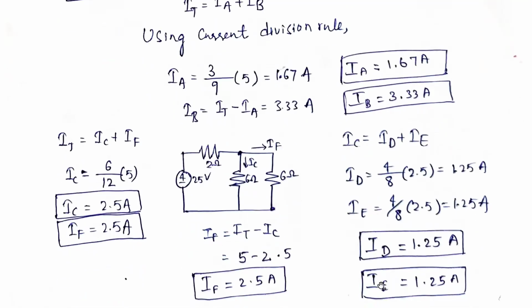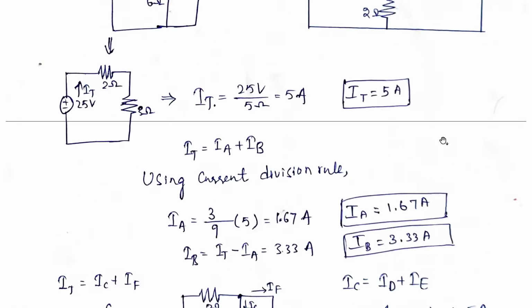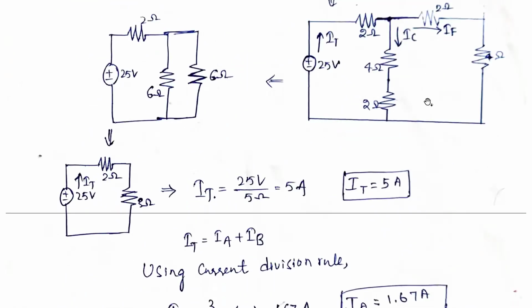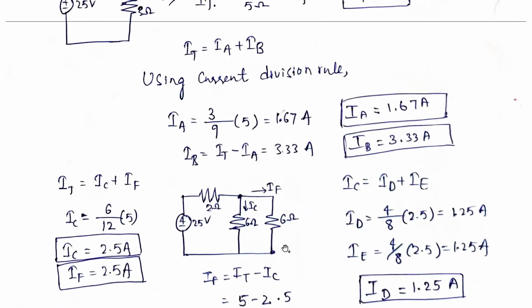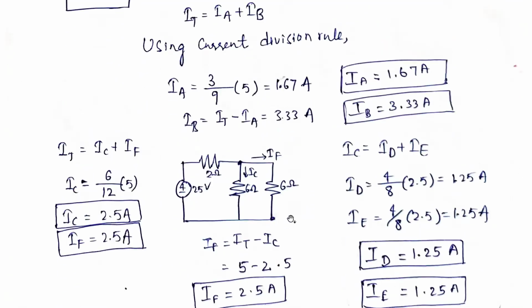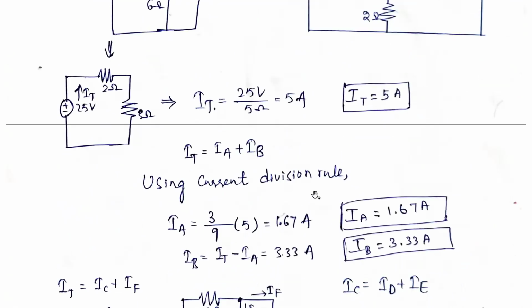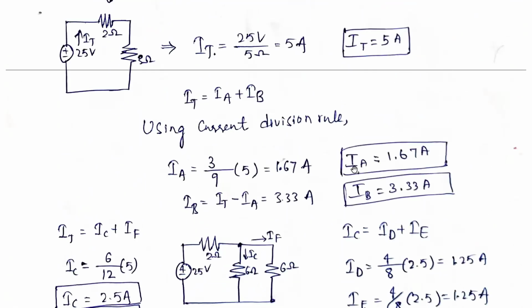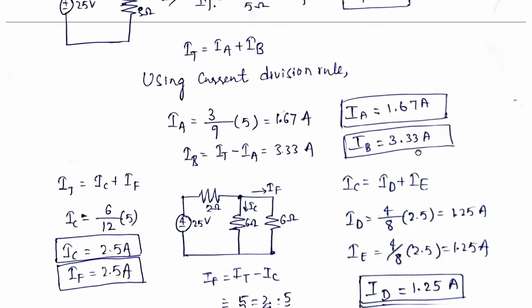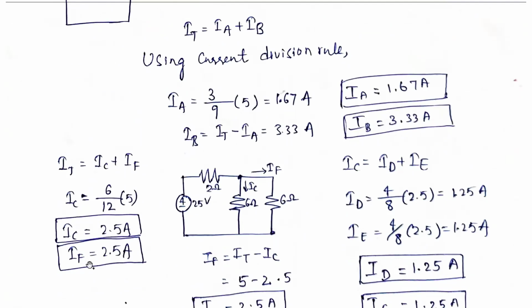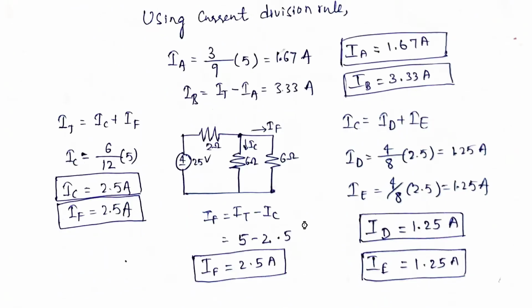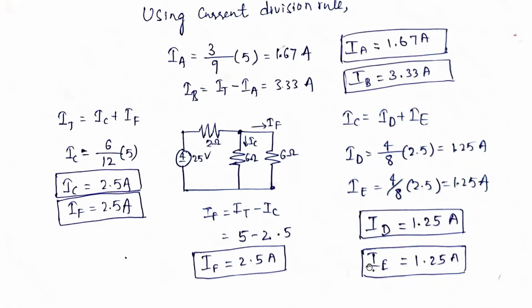So now we calculated IE. Now we calculated all. IF also we calculated, and ID and IE. So finally, you need to take out all the values and write what is IT. So IT is 5 amperes, IA is equal to 1.67 amperes, IB is equal to 3.33 amperes. Next, IC is equal to 2.5 amperes, IF is equal to 2.5 amperes. Next, ID is equal to 1.25 amperes, IE is equal to 1.25 amperes. So these are the final results. Like that, all answers you need to write.